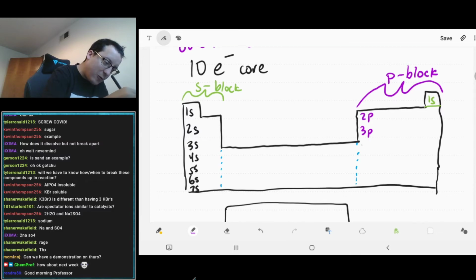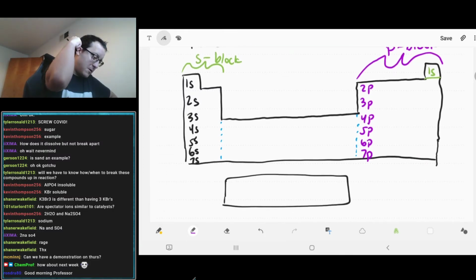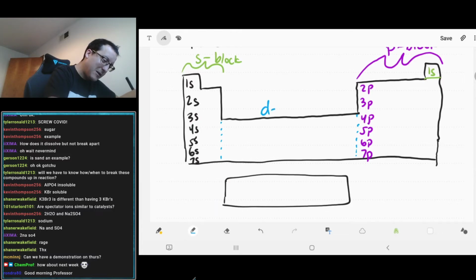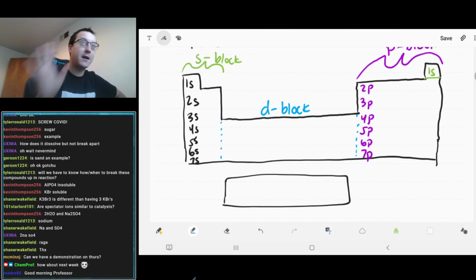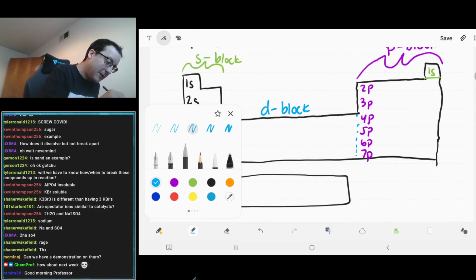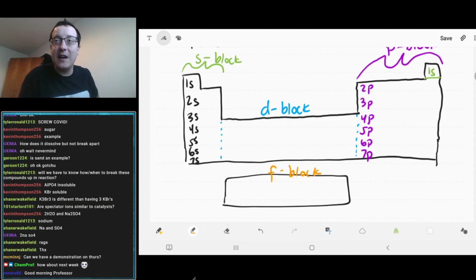3p, 4p, 5p, 6p, 7p. Here is called the D block. I'm going to omit writing in the D's right now. And then down here in Nowheresville is the F block. We're not even going to touch the F block in this course, so don't worry about it.